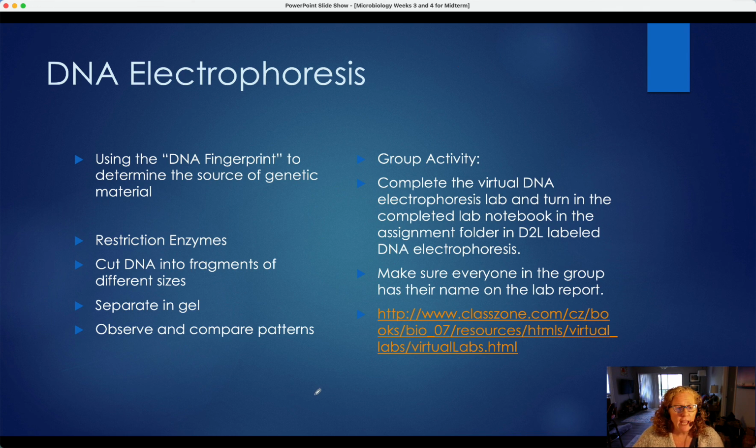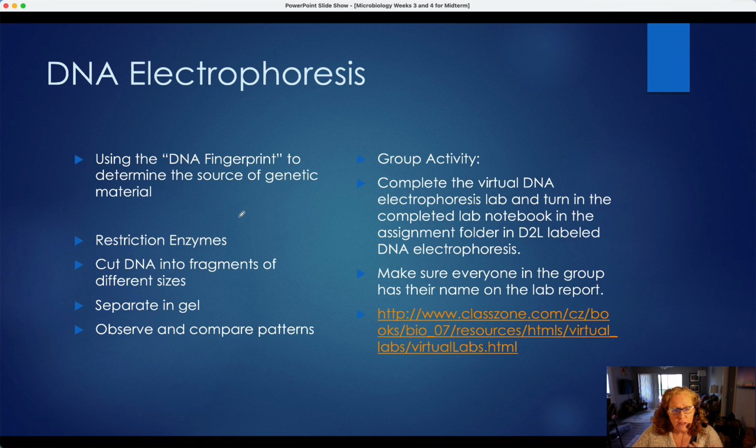Now we take a look at our DNA electrophoresis. In DNA electrophoresis, we were not able to do this class activity because this website is no longer working. But here we look at the use of a DNA fingerprint to determine the source of genetic material.